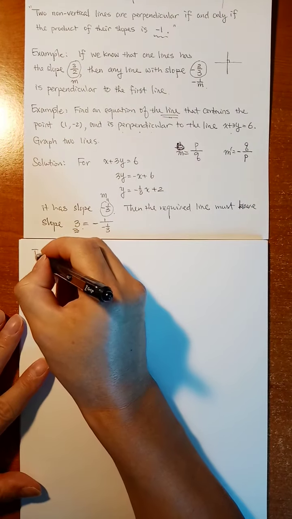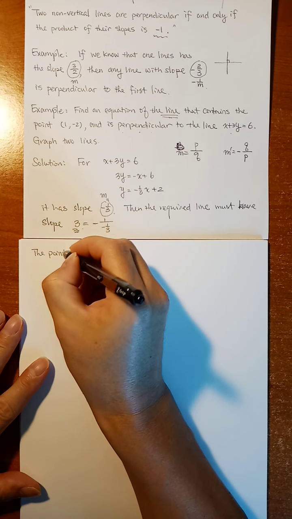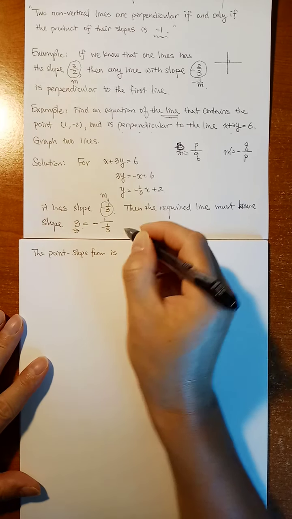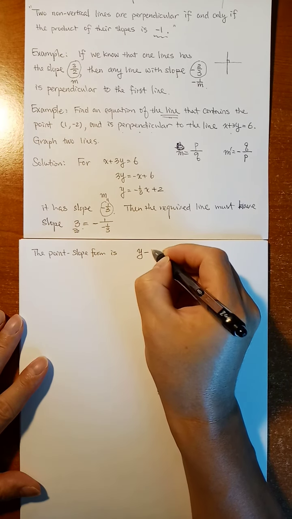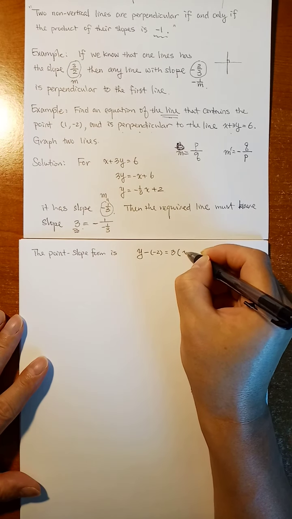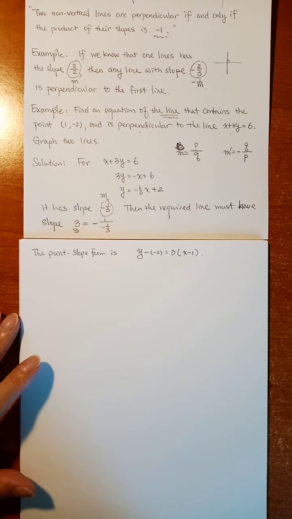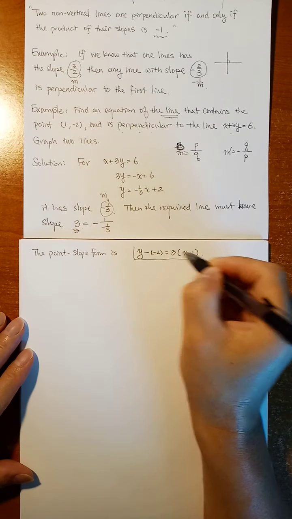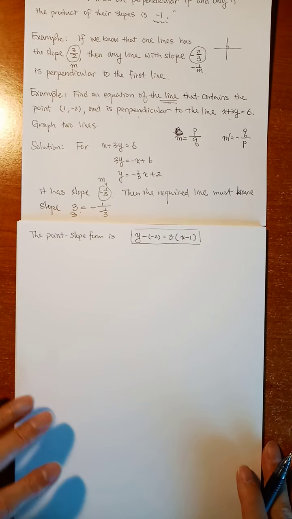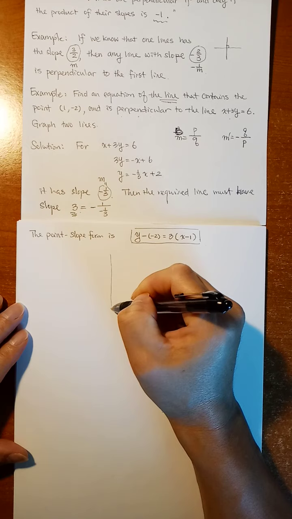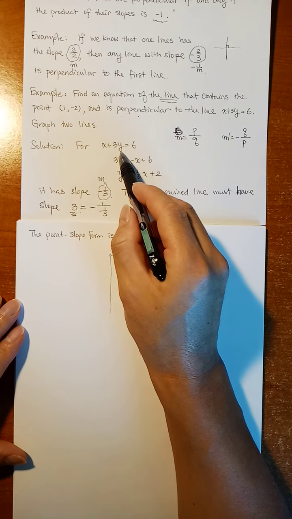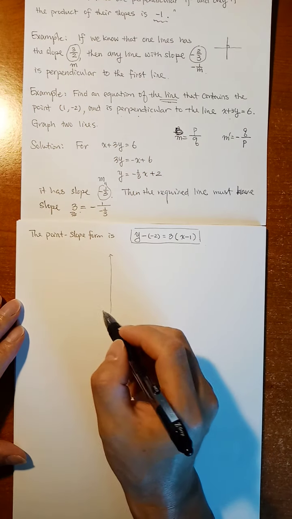The point-slope form is y minus the y-coordinate is equal to slope times x minus the x-coordinate. So this is our equation. This is the required equation. All right, it's very clear. Now let's try to sketch them. For this one, let's try to find the x-intercept and y-intercept.